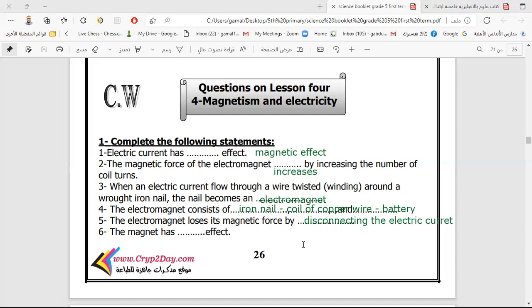This is the end of our session today. We will continue, inshallah, next session. We will talk about the magnetic effect of the electric current, and we will talk about the dynamo in the next session, inshallah.